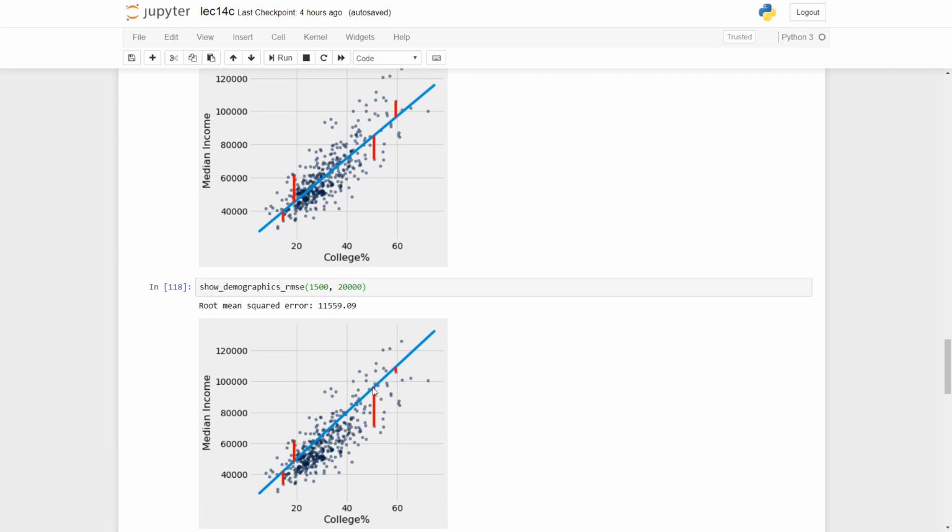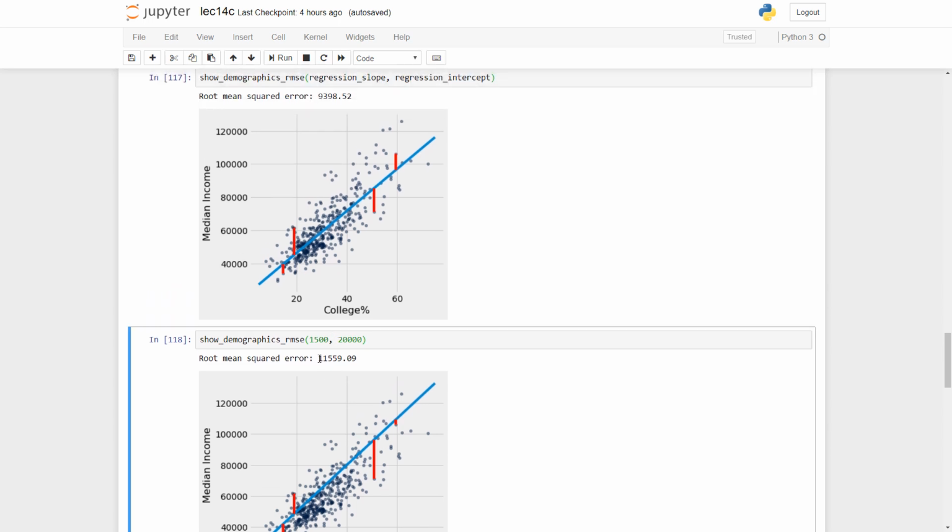And you will see, of course, that the errors will be different. Okay, when we change the orientation of the line a bit, of course the errors will be different. So the root mean square error in this case is about 11,600. Here we had 9,000 only. So still the regression line is better.